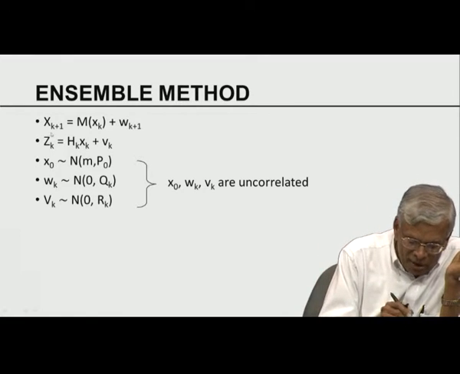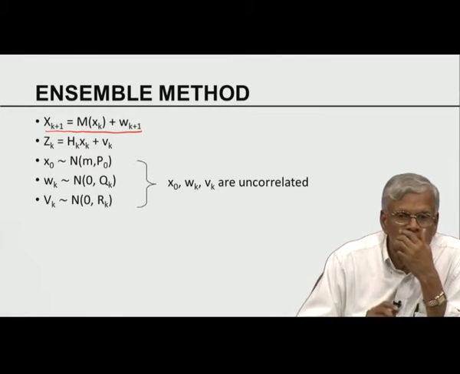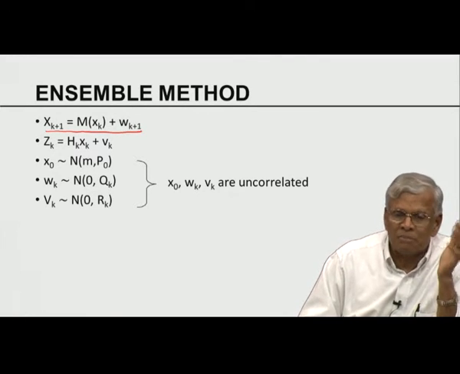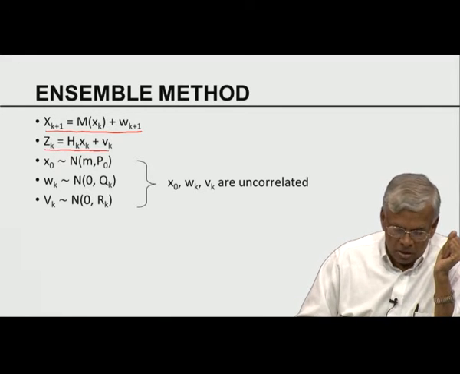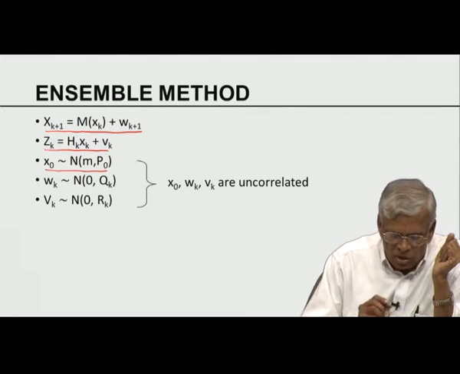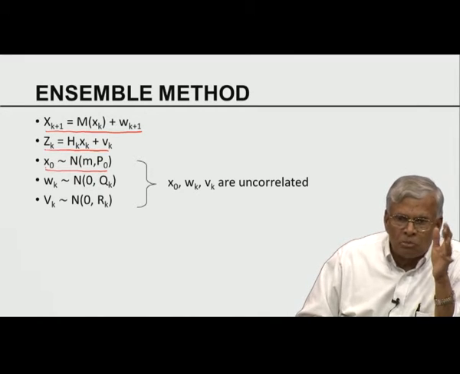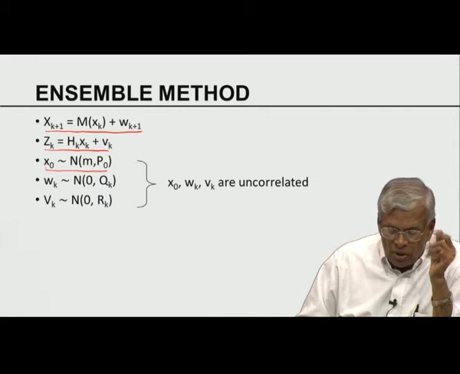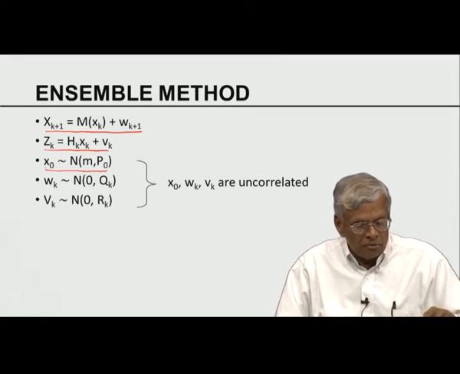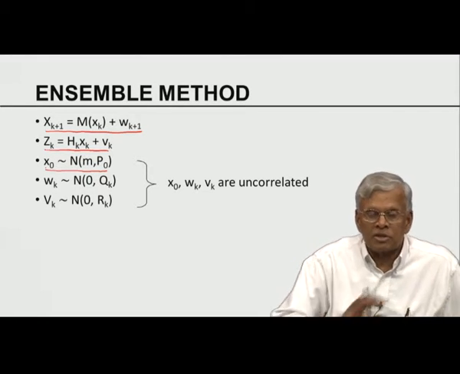So let us assume I have a stochastic model. That means I have a model code. Somebody has developed the model code. I have an observation. x naught has the standard form: x naught is normally distributed with mean m and covariance p naught. Wk is mean 0 and covariance qk, and Vk is mean 0 and covariance rk. We also assume x naught, Wk and Vk are uncorrelated. So these are the properties of the model.